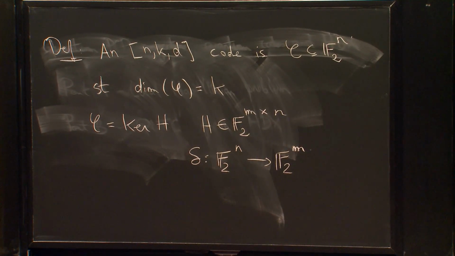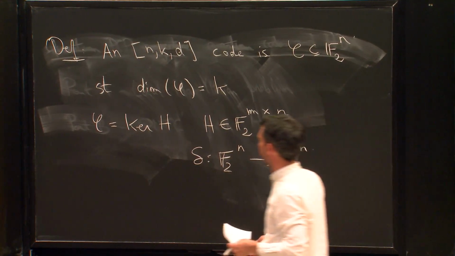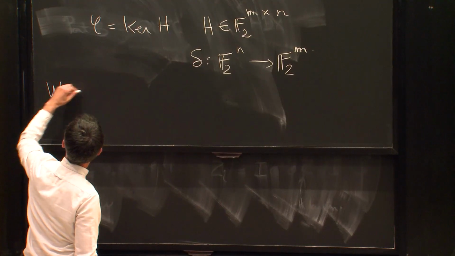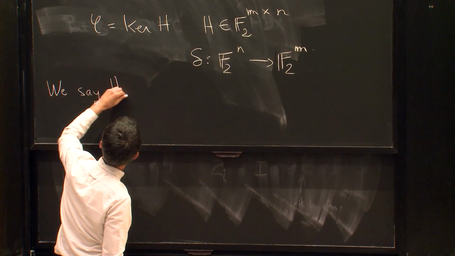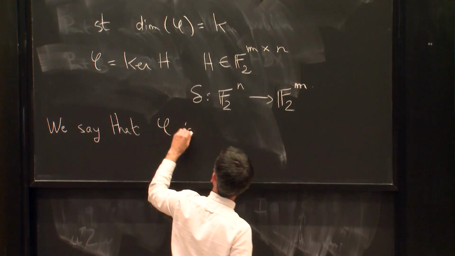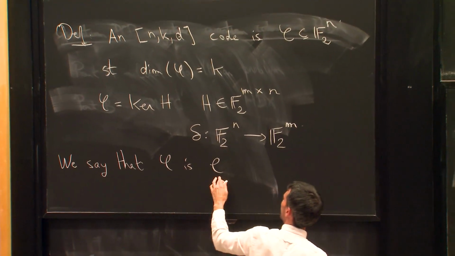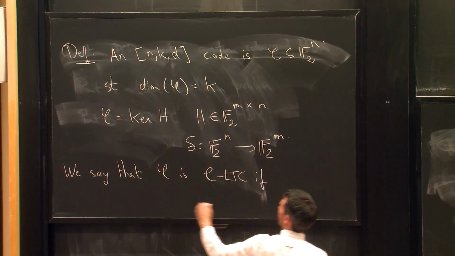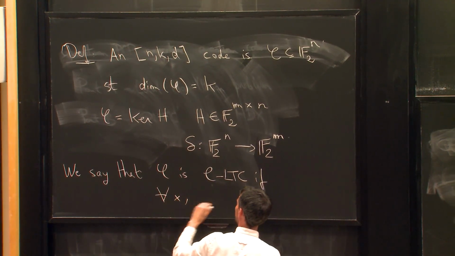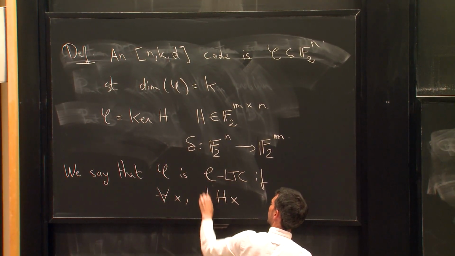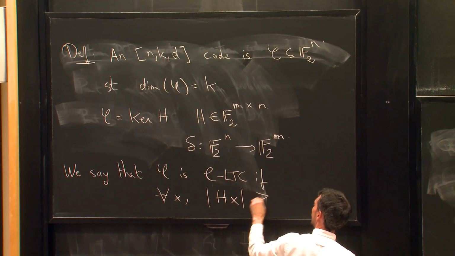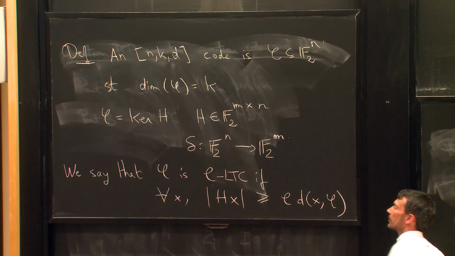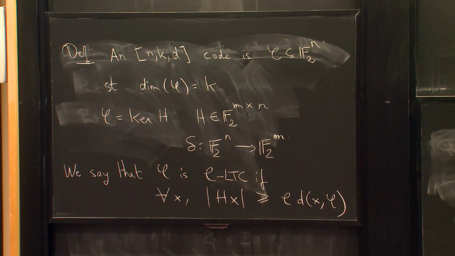So now locally testable codes. I will add one condition here. So we say that the code C is ρ-locally testable. So ρ is going to be a parameter between 0 and 1, and it's ρ-locally testable if for every x, the weight of Hx is bigger than ρ times the distance of x to the code. Okay, so I want to explain this condition.